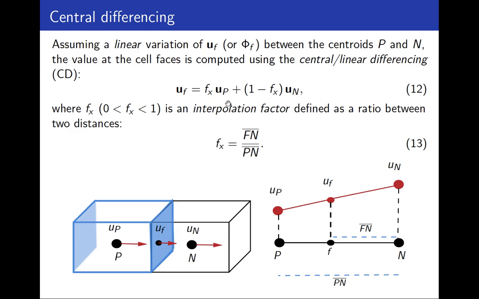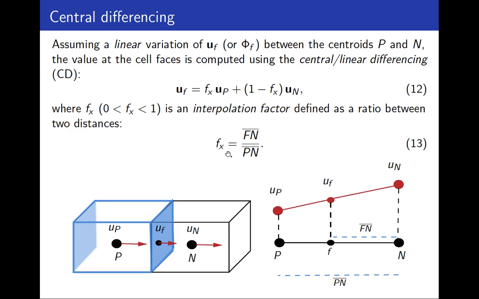But you can see that we also have another constant, another parameter, which is fx, called an interpolation factor, which is bounded between 0 and 1. This interpolation factor is just defined as a ratio between two distances. Here I have the location of our cell face, here the location of the centroid P, and here the location of the centroid N.